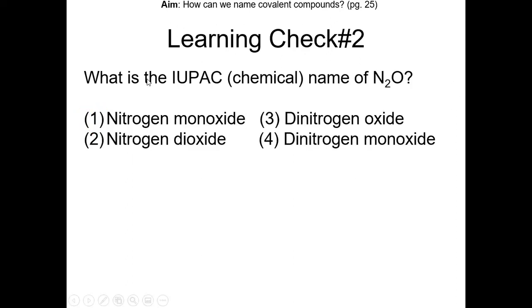Learning check number 2. What is the IUPAC chemical name of N2O? Pause the video and resume once you complete it. So we have 2 nitrogens, so the prefix of 2 is di, and oxygen, we only have 1. That'll be mono. So it'll be dinitrogen monoxide. Choice 4.